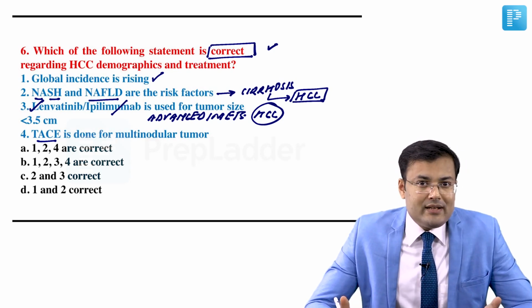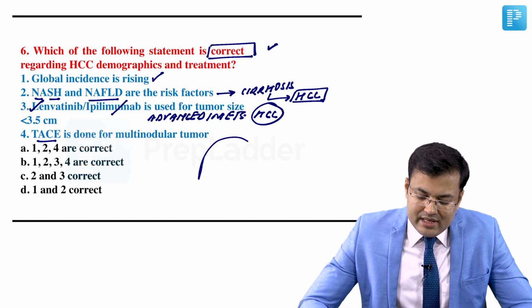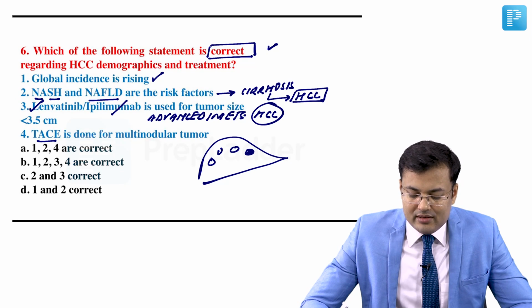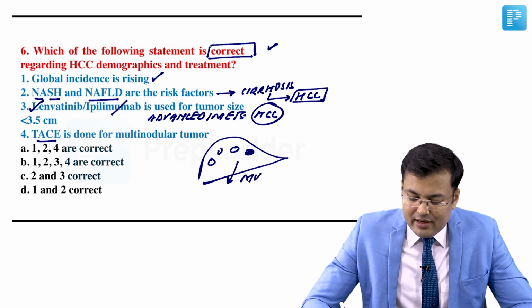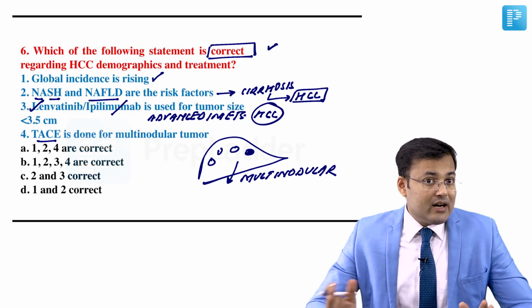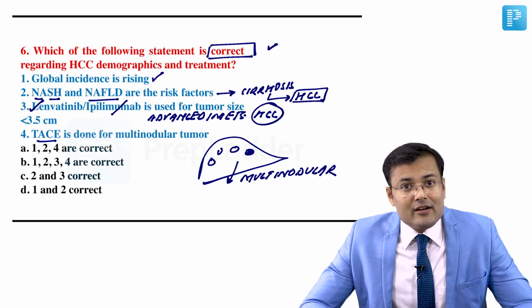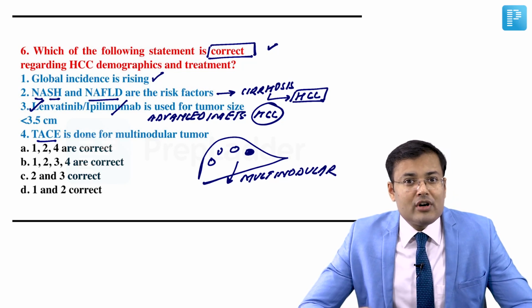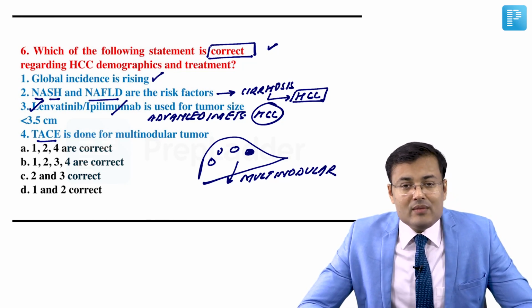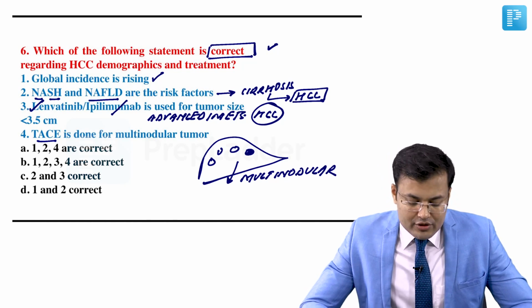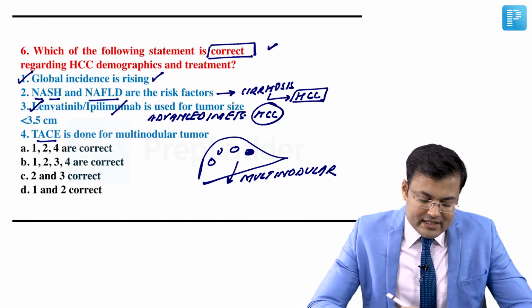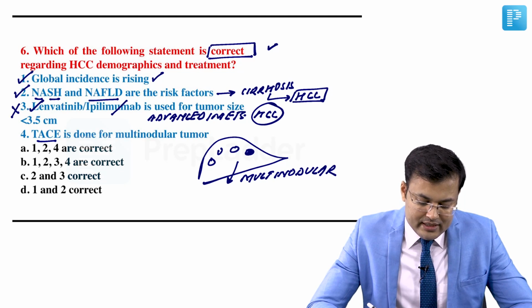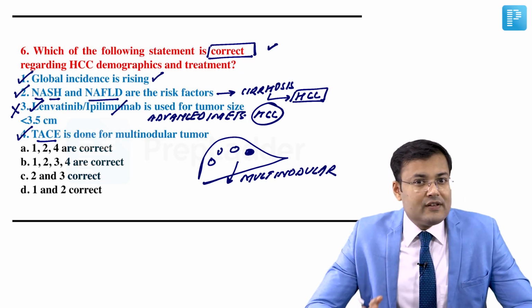So let me explain it. Whenever a patient has more than 3 tumors, generally it is unresectable. So this patient has a multinodular tumor. If a patient has unresectable HCC, for palliation we go for trans-arterial chemoembolization, TACE. So if you see all 4 options, 1 is correct, 2 is correct, 3 is incorrect, 4 is correct. First see the literature, then we will discuss it again.